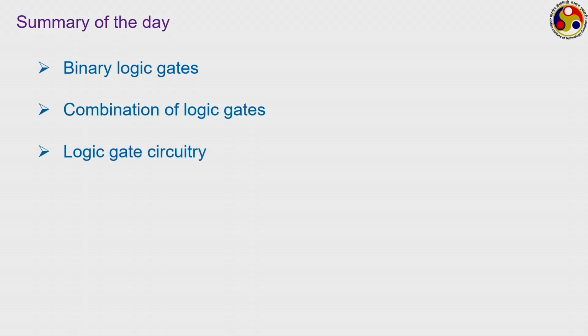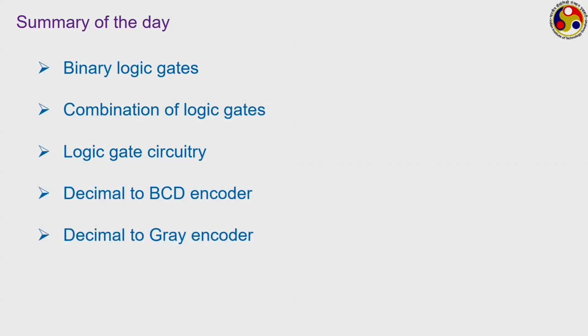Then we have briefly discussed the circuitry for AND, OR and NOT gates and how to combine them to get NAND and NOR operations. Also we have talked about the universal gates, that is NAND and NOR. Then we have talked about the decimal to BCD encoder and gray encoder. In the next lecture we shall be seeing alphanumeric coding, and also we shall be discussing analog to digital conversion, and also the opposite, that is digital to analog conversion. So that is it for the day.